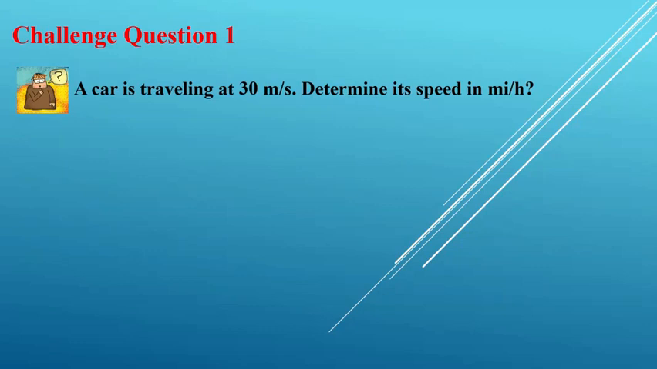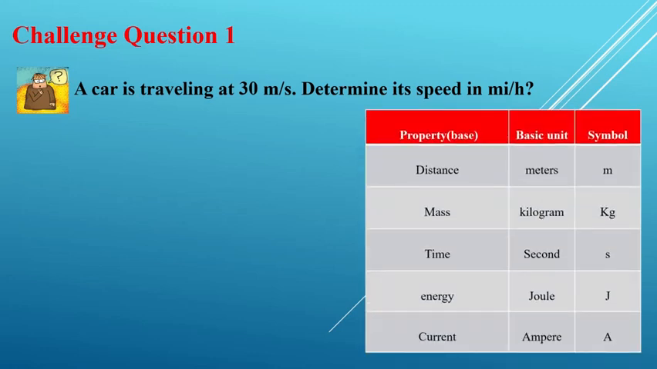Alright, challenge question 1. A car is traveling at 30 meters per second. Determine its speed in miles per hour. As a quick reminder, in videos 1 and 2, I talked about properties in physics. We have different properties like distance, mass, and time, and they come with their own units and symbols. For distance, the unit is meters and the symbol is little m. Time is second, and the symbol is little s, okay?